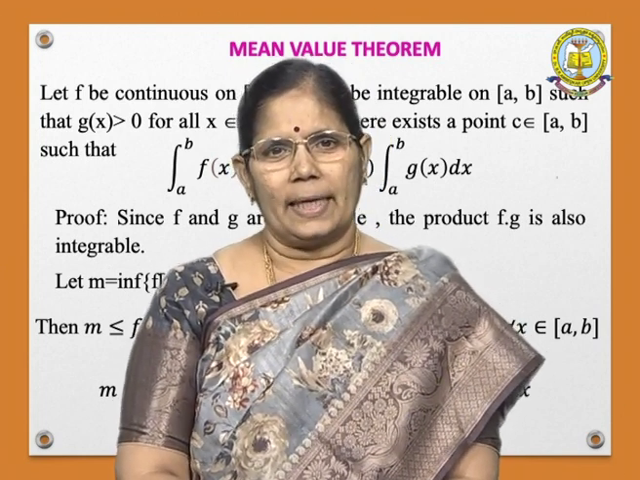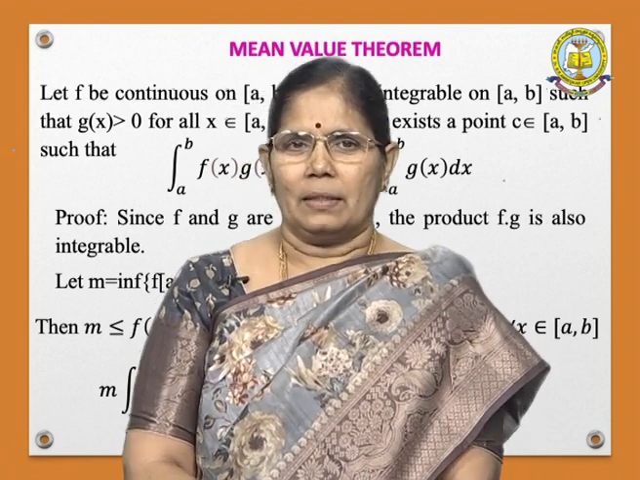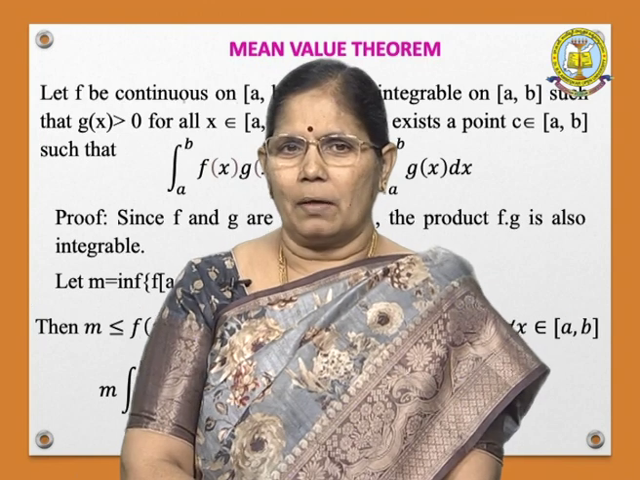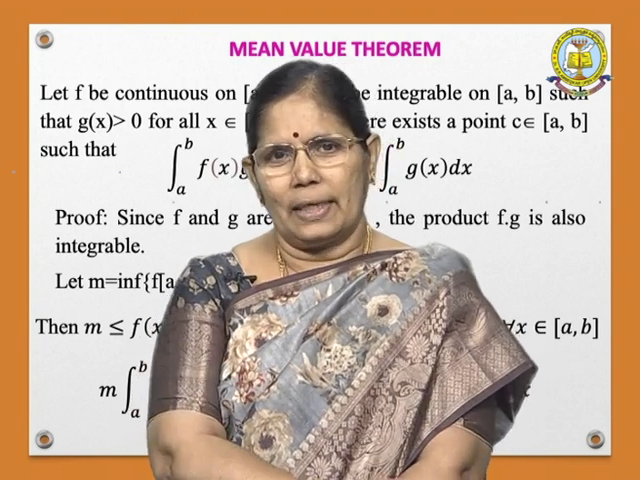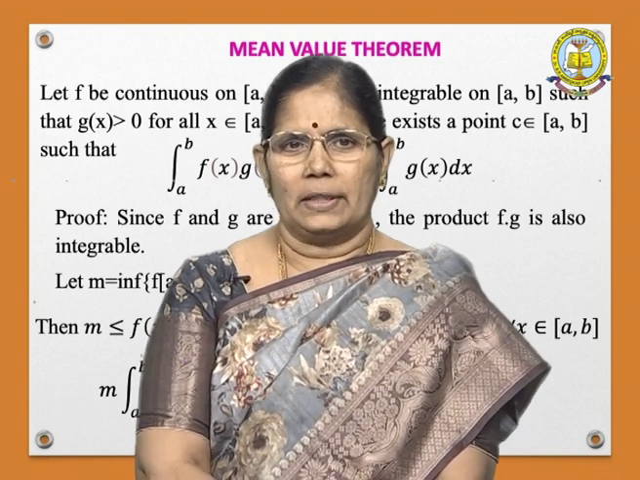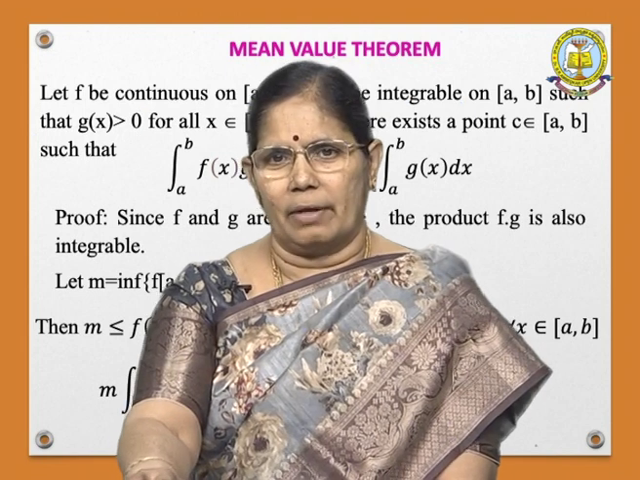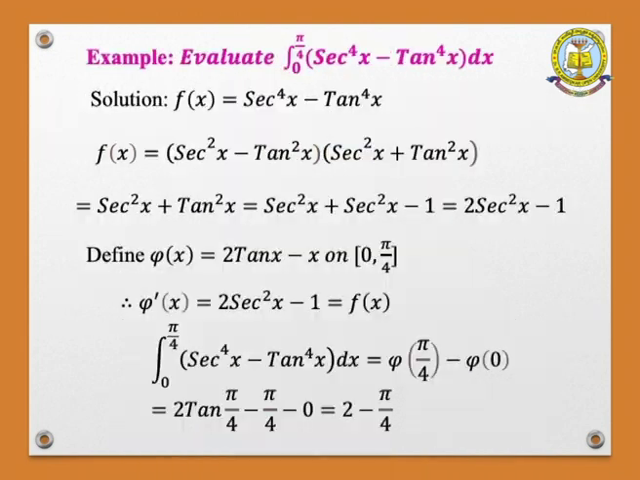So, sec² x + tan² x can be written only in terms of sec² x. We know that tan² x is sec² x minus 1. So, sec² x + tan² x equals 2 sec² x minus 1. So, how do you take the primitive? You take the integral of this. We know that the integral of sec² x is tan x.